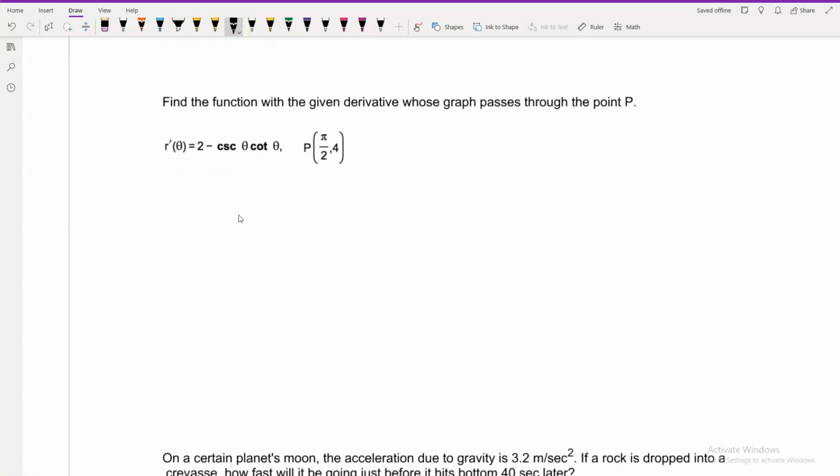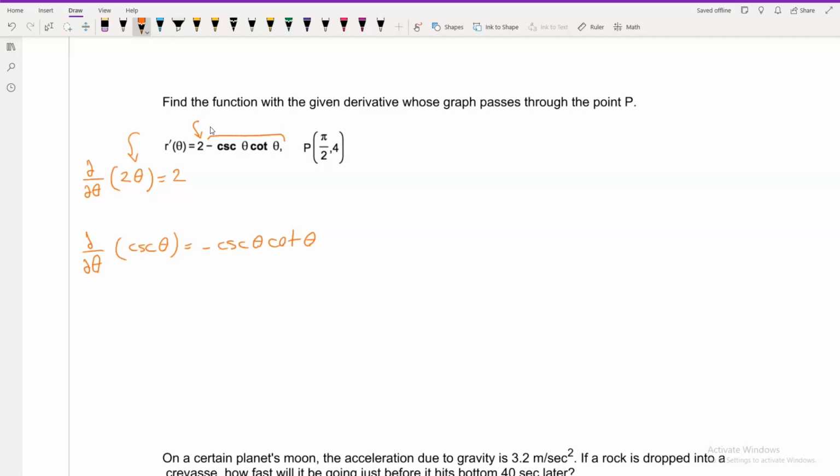Find the function with a given derivative whose graph passes through the point P. So here we have r prime of theta equal to 2 minus cosecant theta times cotangent theta, and the point is pi over 2, 4. So what we have here for the derivative, on the first part we have 2. So the derivative of 2 theta with respect to theta is equal to 2. So this is what we have for the first part. And the second part we have negative cosecant times cotangent.